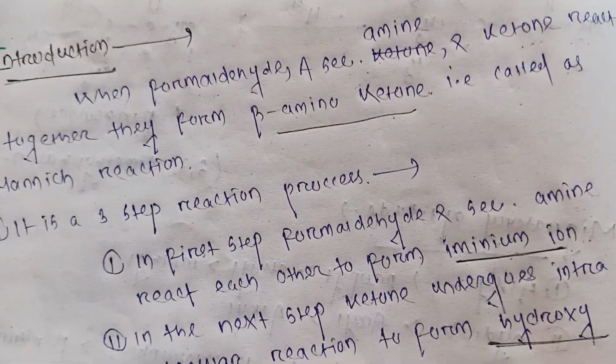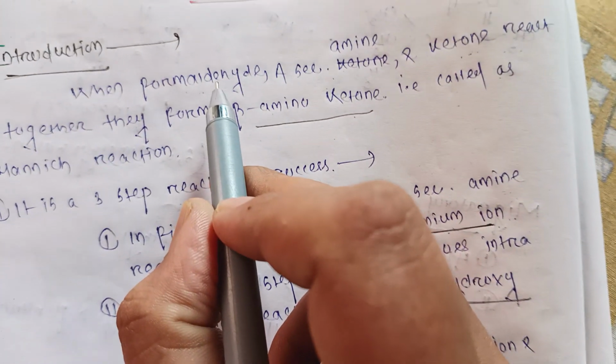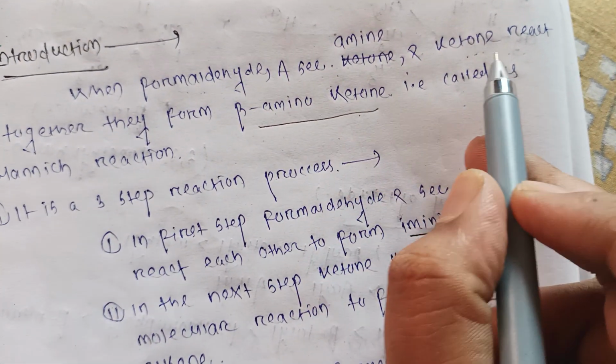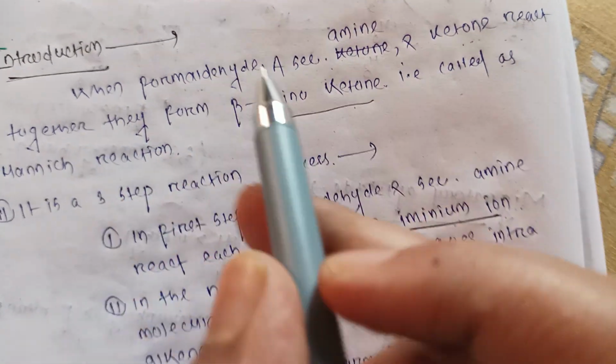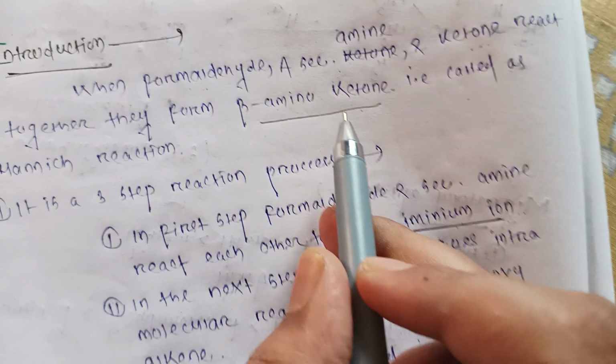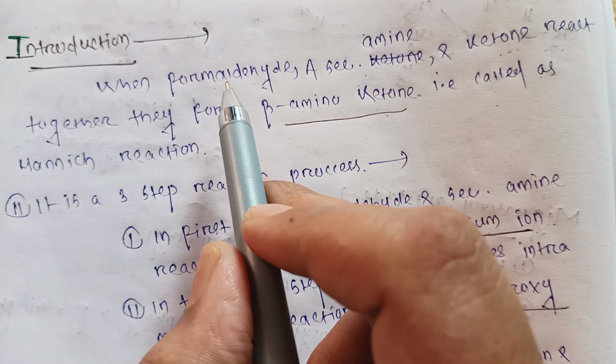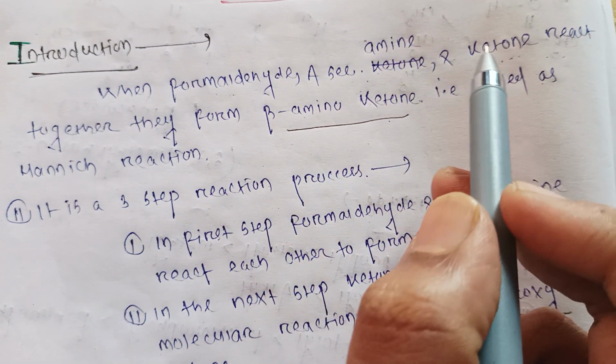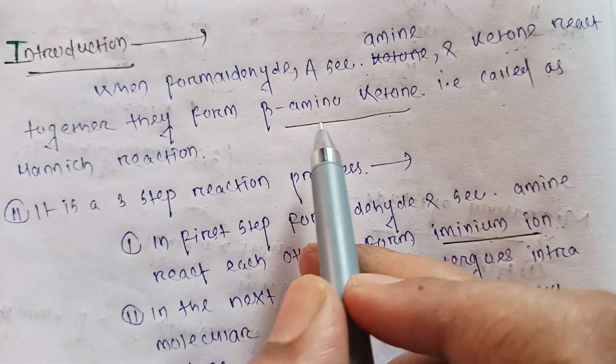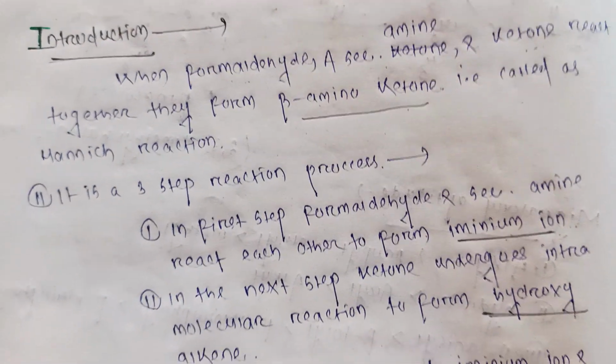So talking about the introduction part, when formaldehyde, a secondary amine and ketone react with each other, they form beta amino ketone. This is called the Mannich reaction. What do we use? Formaldehyde, secondary amine and ketone. They form beta amino ketone, the final product.